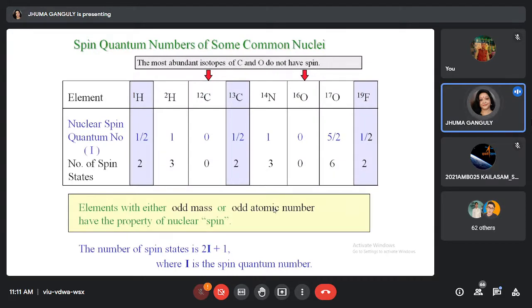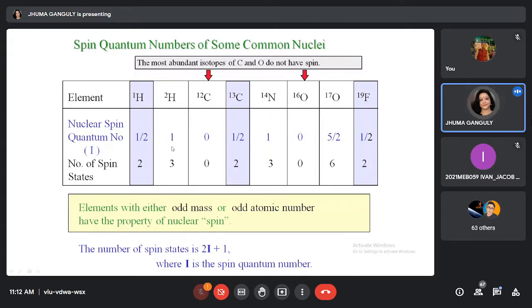So, spin quantum numbers of some common nuclei, the most abundant. What is a spin quantum number? Just a qualitative idea: it is the orientation of the spin of the electron, whether it is aligned with the field or not, plus or minus, up or down. That is the quantum orientation of the electron. So, this spin quantum number we have to calculate.